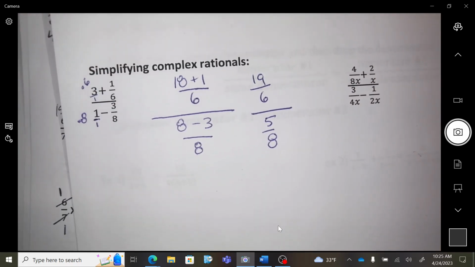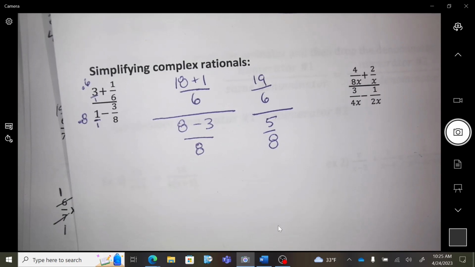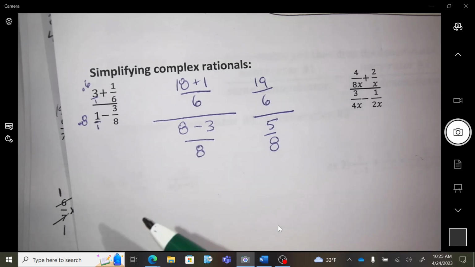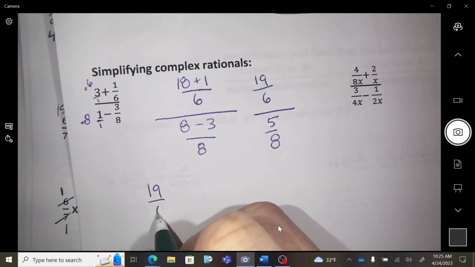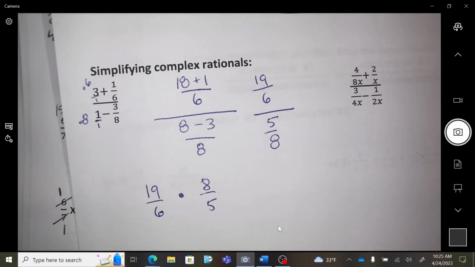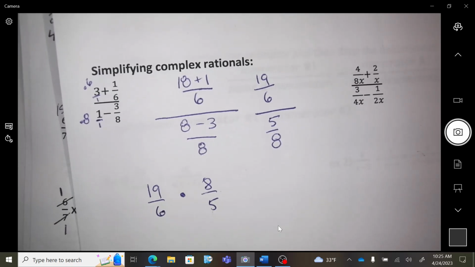Okay, so that was the adding fractions together piece that we learned on Thursday. Now, today we learned multiplying, dividing. So what do you have when a fraction is divided by a fraction? How do you set that up again? Fraction times the flipped fraction. So instead of dividing 5/8, I times 8/5.